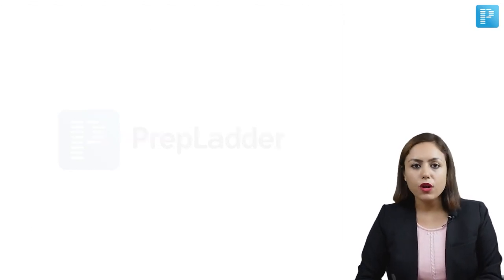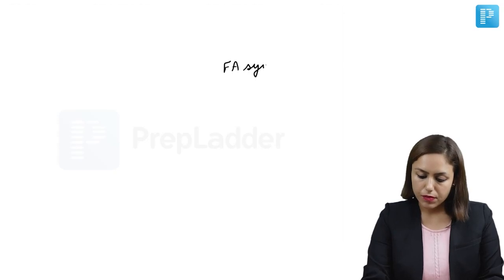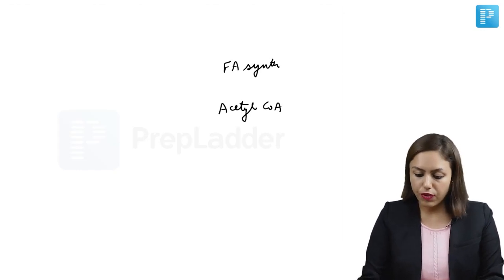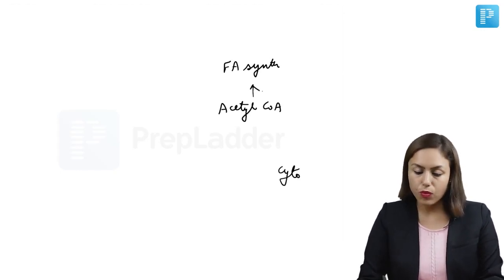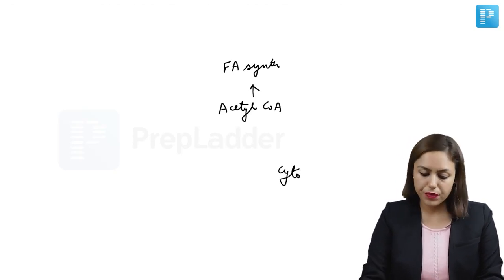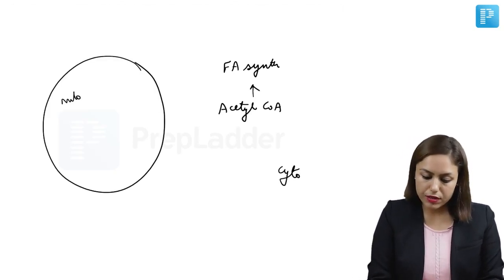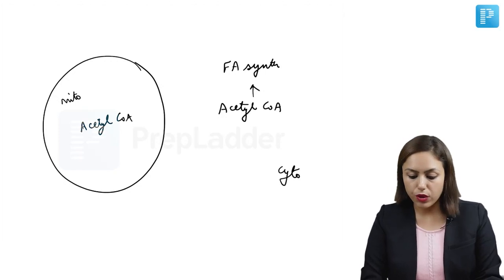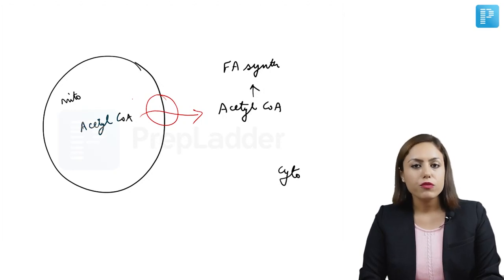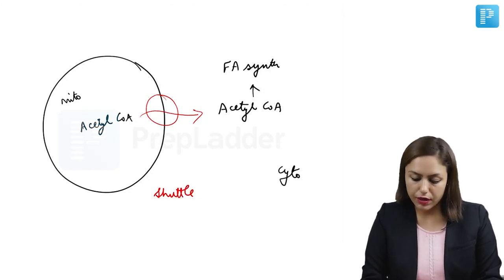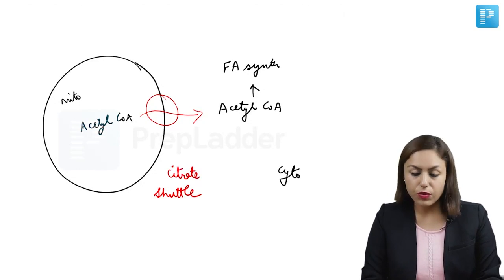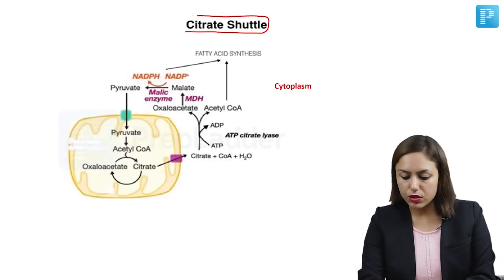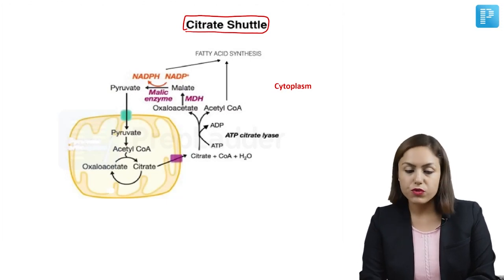Now we know that the starting material of fatty acid synthesis is acetyl-CoA. Fatty acid synthesis occurs in the cytoplasm, so acetyl-CoA is required in the cytoplasm. But acetyl-CoA is synthesized in mitochondria via the link reaction. So how do we take acetyl-CoA from mitochondria to cytoplasm across the inner mitochondrial membrane? Here we need a shuttle, and that is the citrate shuttle. Be careful, it is very important.